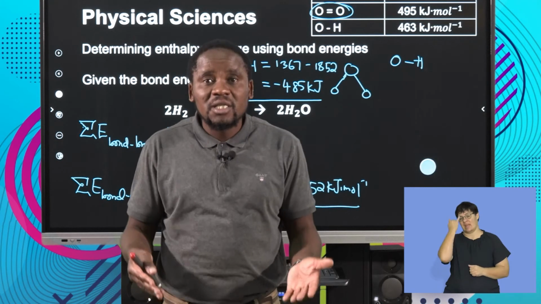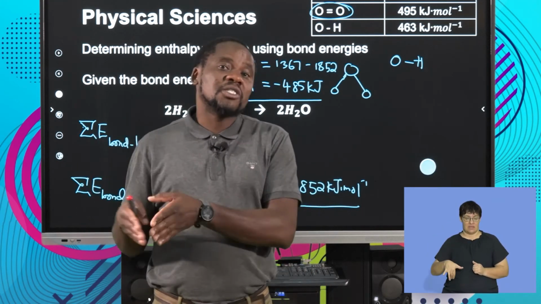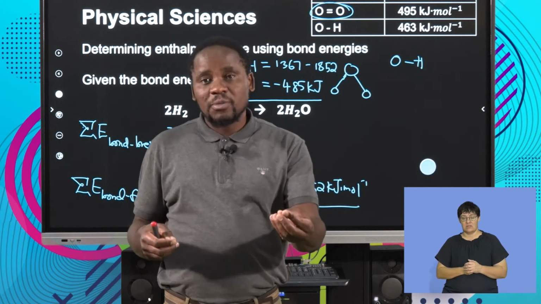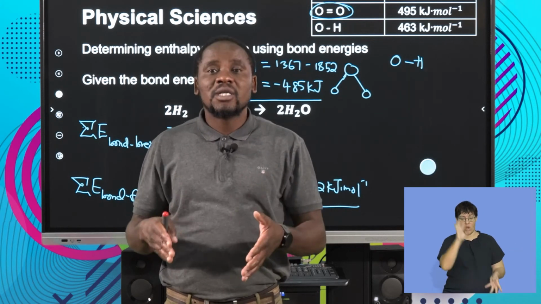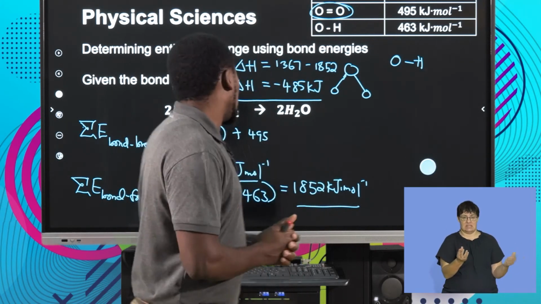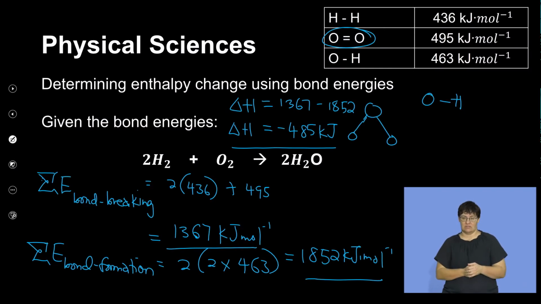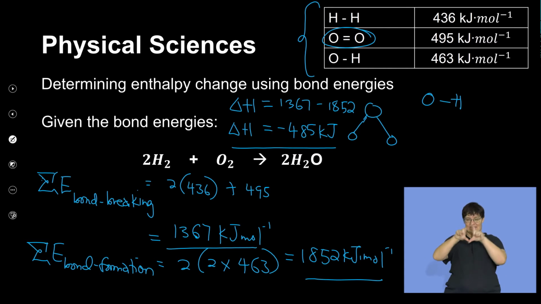So we can determine the enthalpy change by using the amount of energy absorbed versus the amount of energy released. So in total, energy is actually released in this chemical change. You can use a lot of examples, but we wouldn't have been able to quantify it had we not been given the bond energies. So in this chemical change, the heat of this reaction is minus 485 kilojoules. The negative suggests that more energy is actually released than absorbed.